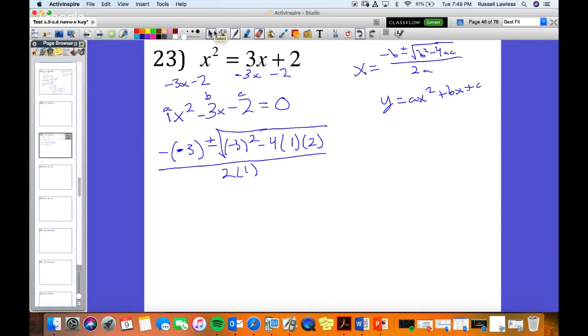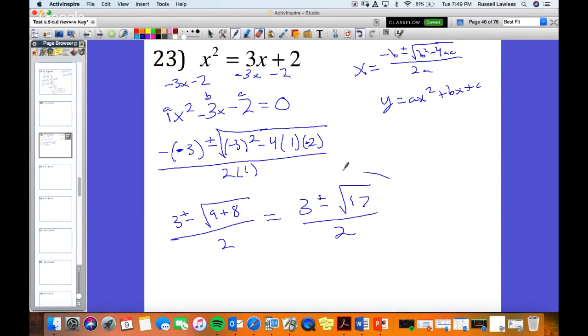Give me a second. Where did I mess up? This negative 2. I messed it up. That should have been a negative here. So, because that should have been a negative right there, this would have been 3 plus or minus the square root of 9 plus 8 over 2. Well, then that's just going to be 3 plus or minus the square root of 17 over 2. And that will be our final answer.